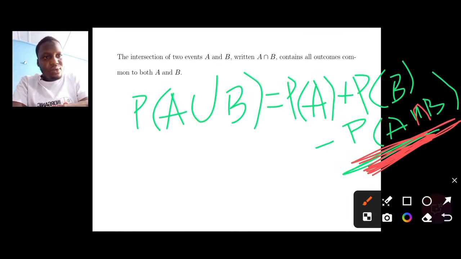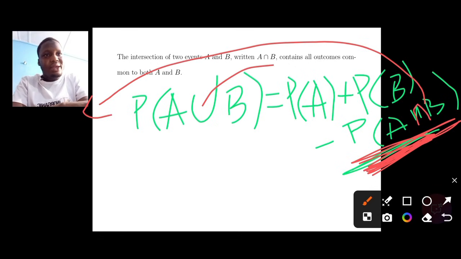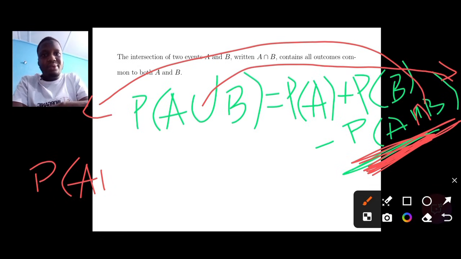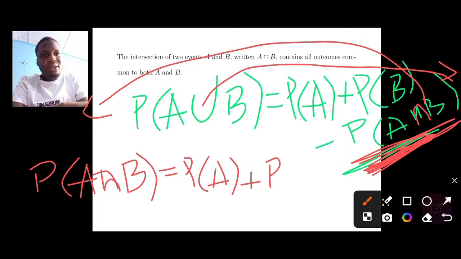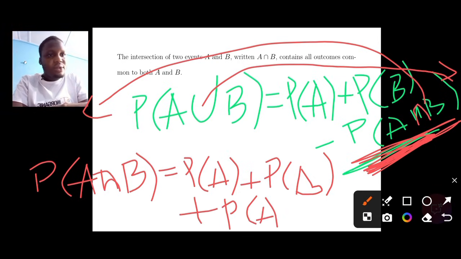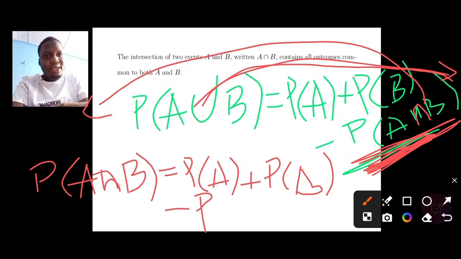Sorry, this is ∩, not ∪. So if you want to get a formula for the intersection, you make this the subject by bringing this to this side and bringing this to this side. Okay, so this is what I mean. P(A ∩ B) equals P(A) plus P(B) plus the union. Sorry, not plus, because we are moving the union to this side, it becomes negative.